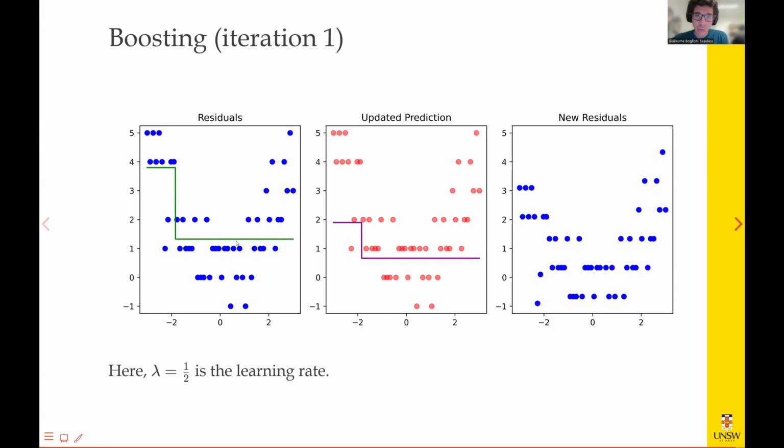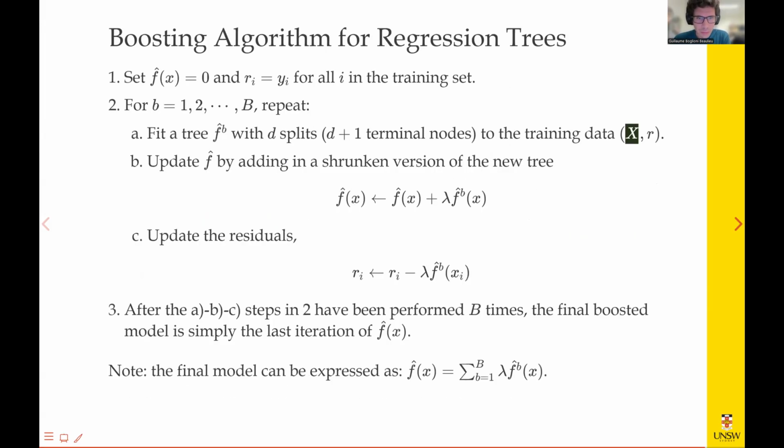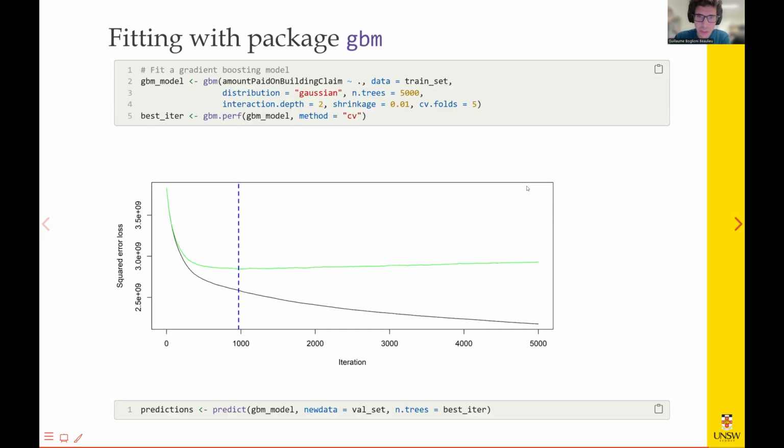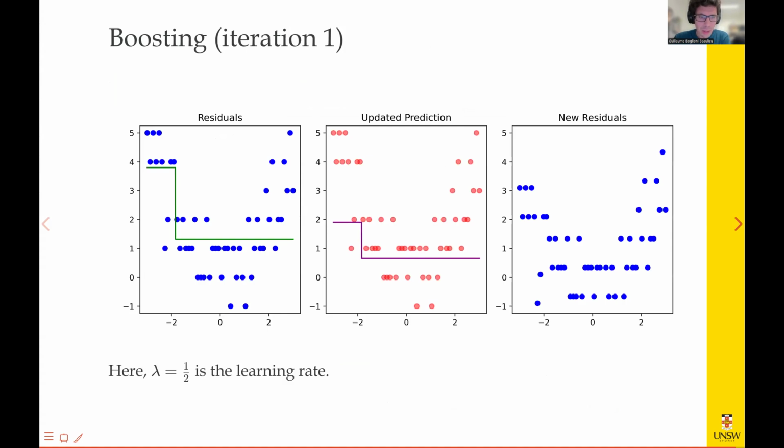Now, the second step in the algorithm, step b: update f hat. You take your initial prediction, which at the very first step is 0, and you add your shrunken fitted residual. What does it look like in our example? To make things visualizable, we're not going to use a super small lambda. We want to visualize what's happening, so we're going to use a lambda of 1/2.